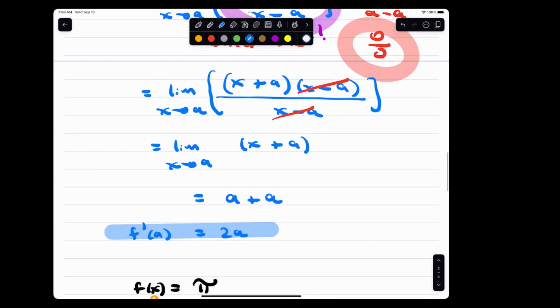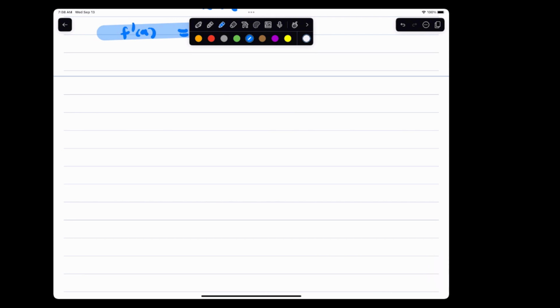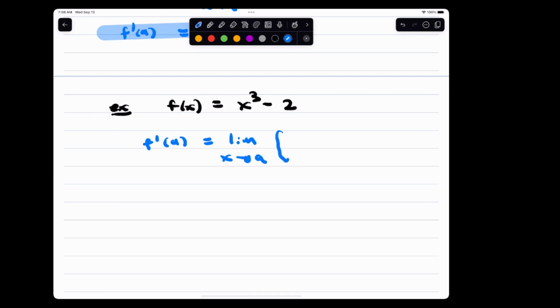Okay, we can do a lot of different examples. Should we do some more? Did I give you guys that derivative sheet? What if your function is maybe x cubed minus 2 now, and you want f prime a? So f prime a will be what? The limit as x goes to a of f of x minus f of a over x minus a. Okay? Just diving deep into derivatives.